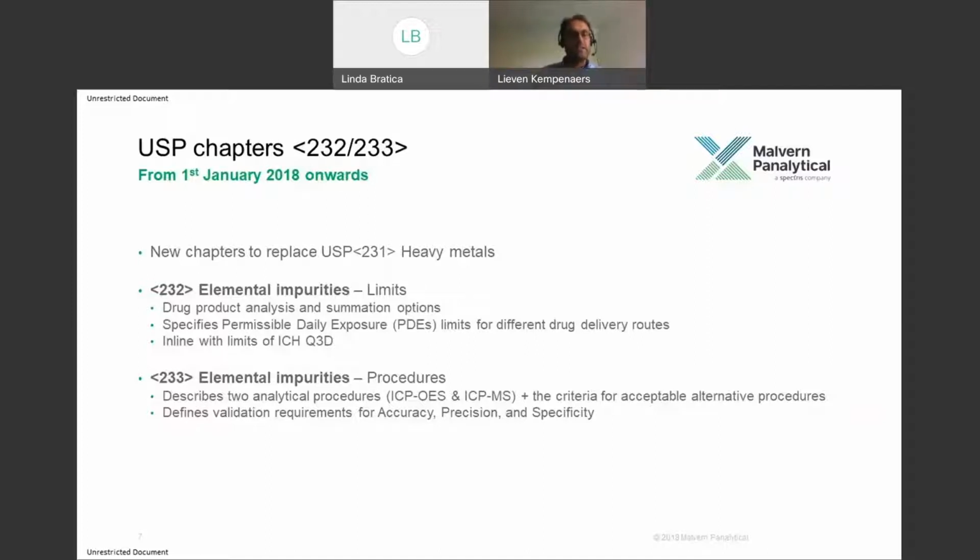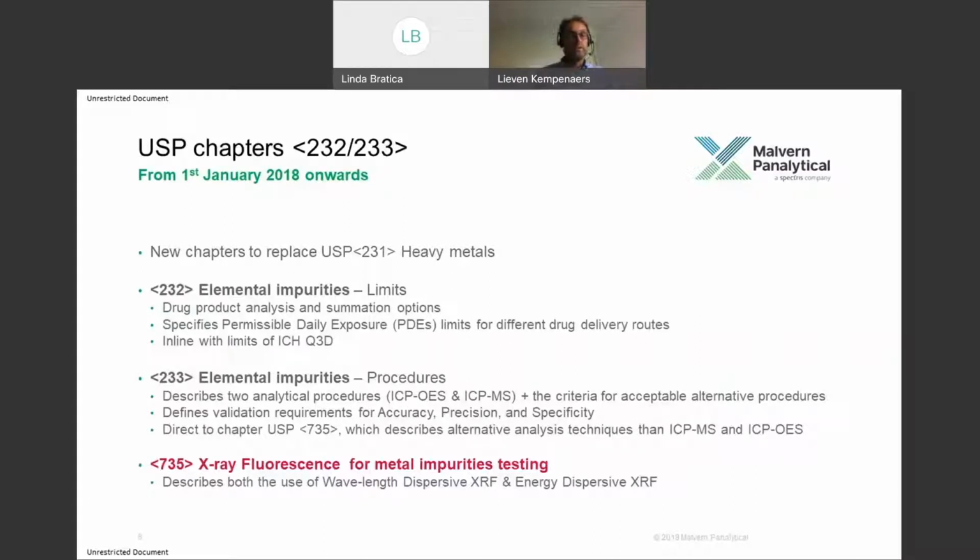Chapter 233 also describes the elemental impurities, but then how to analyze, and also the whole procedure. And there are 2 analytical procedures or methods that are specified, ICP-OES and ICP-MS. And at the end of the chapter, it also states that alternative methods are also possible. And one of them is the XRF spectroscopy.